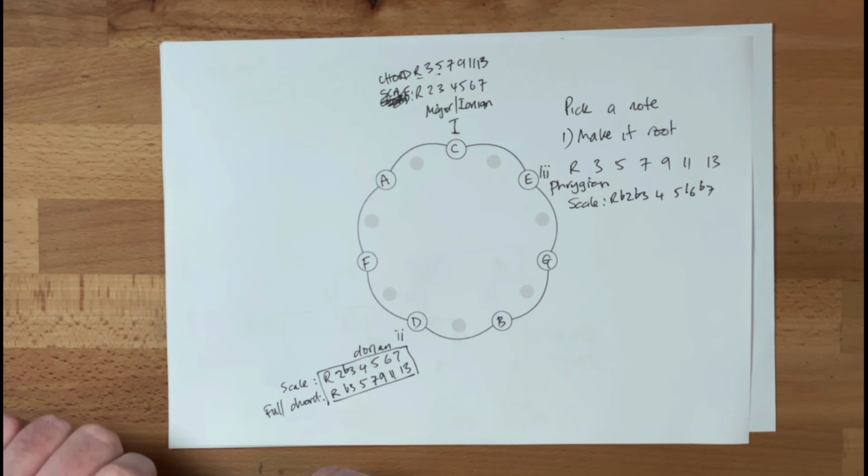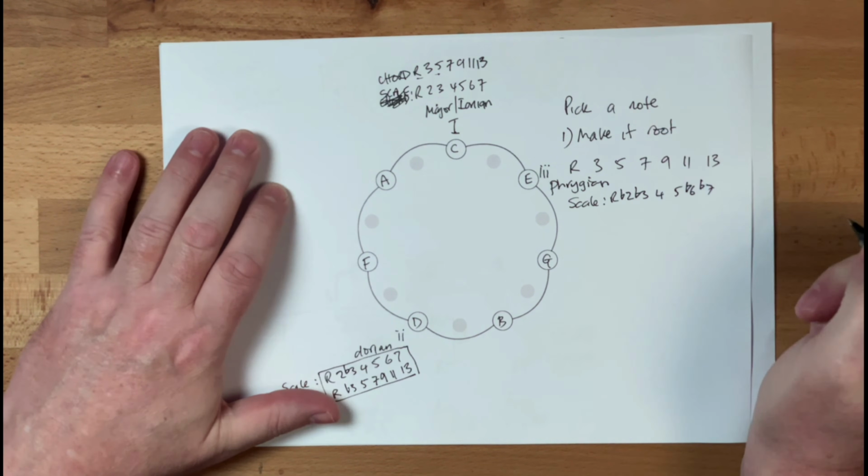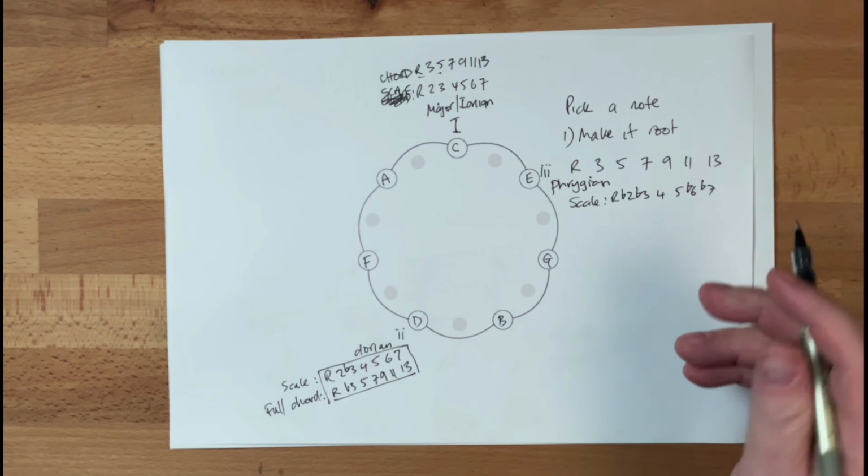Is something missing? Am I missing something here? Let me just have a look. Quick look. Brain's gone. It's a flat 6 as well. What am I on about? Yeah. So there you go. Right, so root, flat second, 4th, 5th, flat 6, 7.